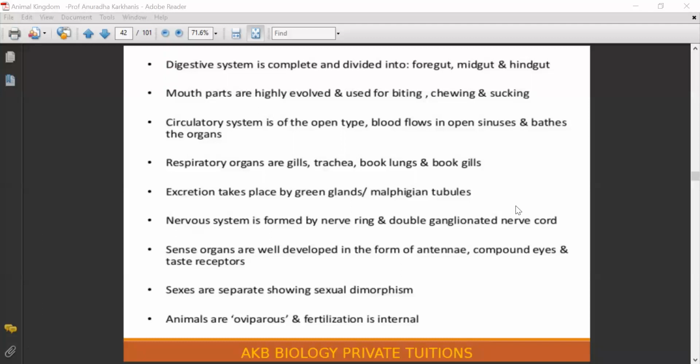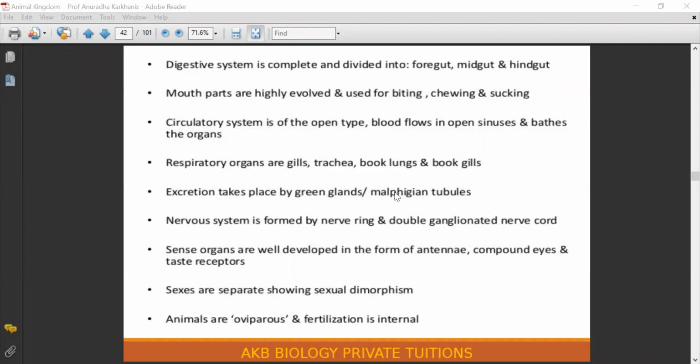So, I was asking you what is a ganglion. Can anyone tell me what is a ganglion? Very good. Yes, aggregates of cell bodies is going to be your ganglion. Correct. Here there are double ganglionated structures. They are going to have a double ganglionated nerve cord.